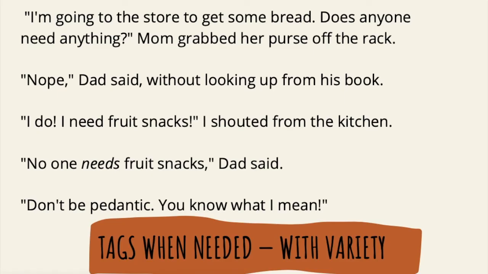Let's take a look. "I'm going to the store to get some bread. Does anyone need anything?" Mom grabbed her purse off the rack. "Nope," Dad said without looking up from his book. "I do. I need fruit snacks," I shouted from the kitchen. "No one needs fruit snacks," Dad said. "Don't be pedantic. You know what I mean." So notice there at the end, I didn't even have to put who said it because it's clear who said it. And I've added in some actual action. You can see what the characters are doing as they have this conversation that makes it a little more interesting to read.